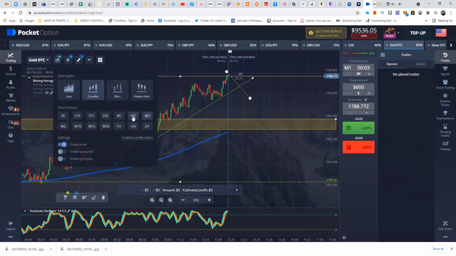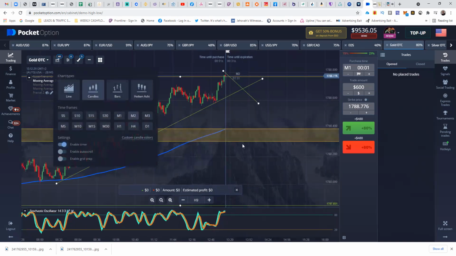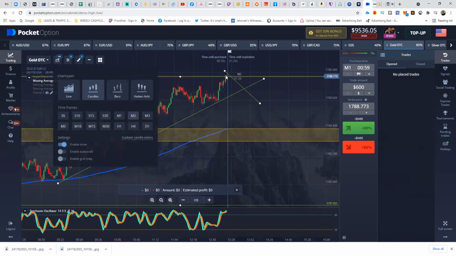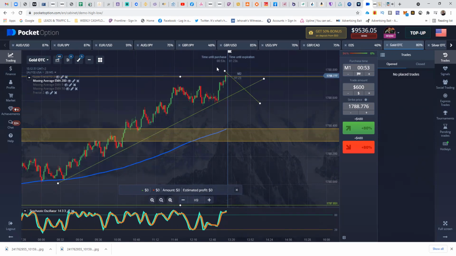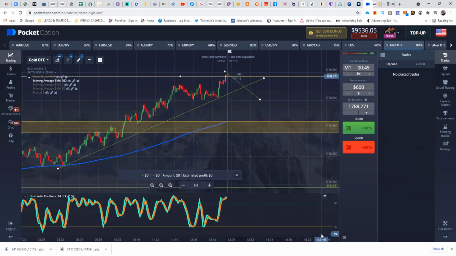Now I'm going to switch over to the M2. It looks like price is going to be shooting over just a little bit, but price is still overall bullish. But I'm preparing for price to actually shift and to start going down. And I can see that on the oscillator here, the stochastic oscillator. So price is going to start trending down soon.